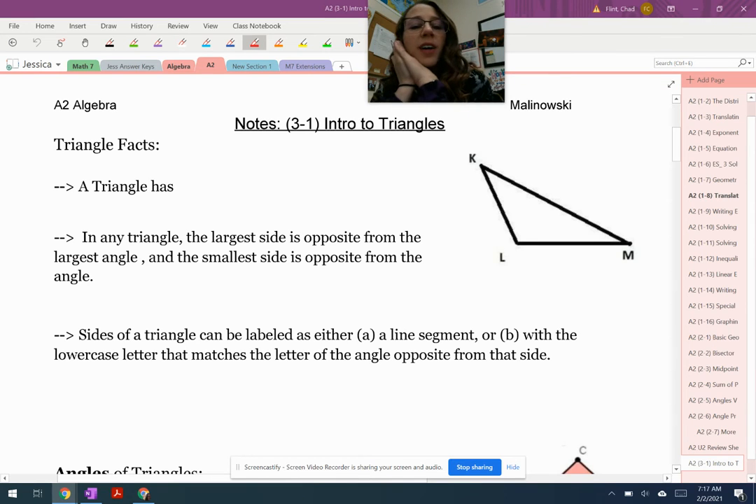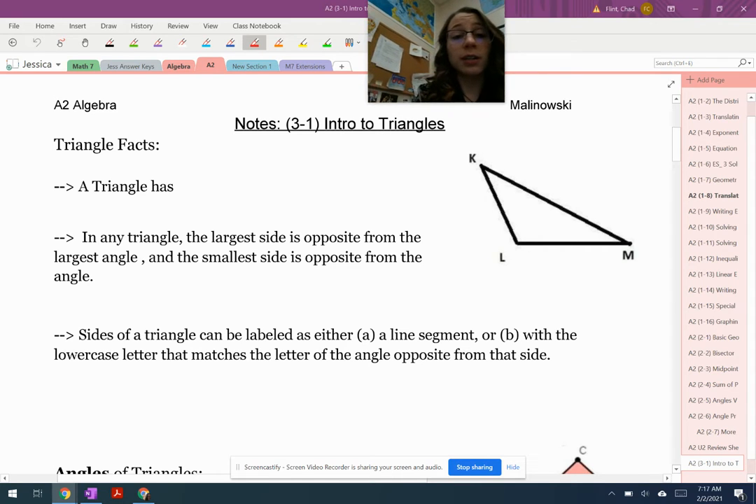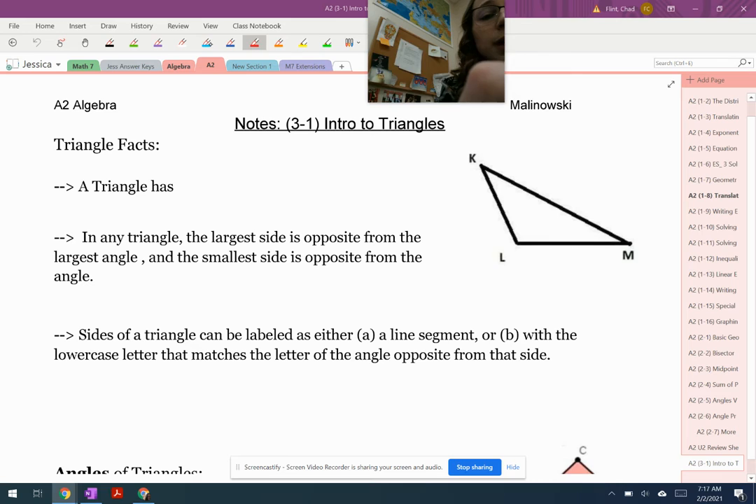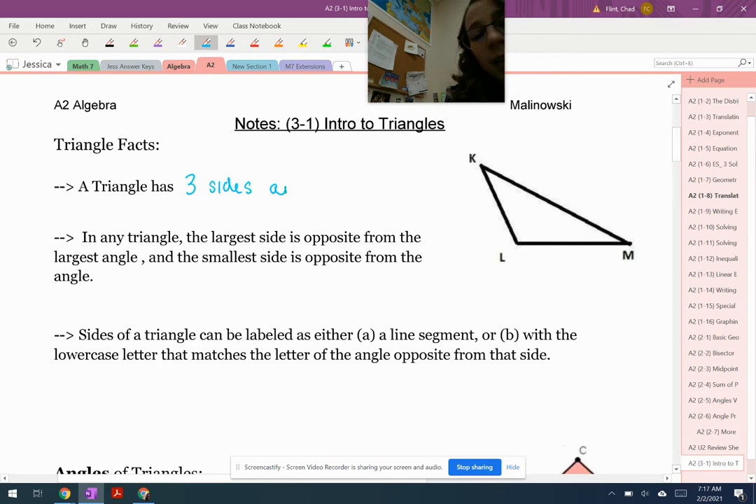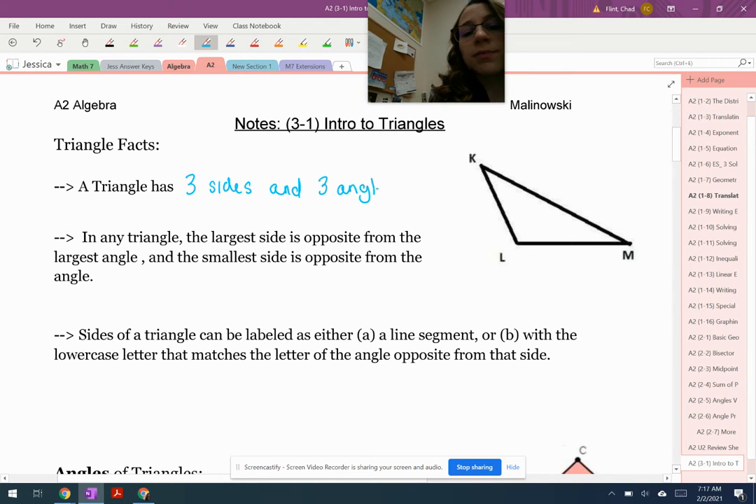So here we have Unit 3 for Algebra A2, which has really turned into like a little geometry class. And we are starting a unit on triangles. So a triangle, as I'm sure you probably know, has 3 sides and 3 angles.